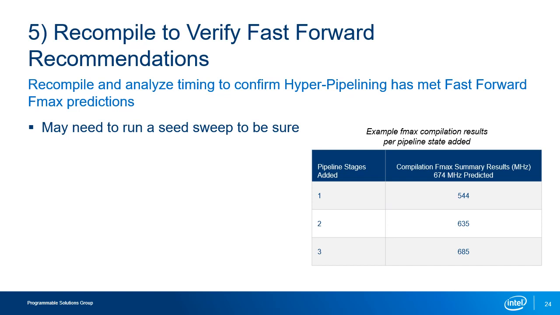Here in the example on this slide, fast-forward compile predicted a 741 MHz clock speed if 3 registers were added. As a test, compiles were performed with 1 and 2 additional registers added. As you can see, each time a register stage was added, the Hyper-Retimer was able to boost the speed, and with the 3 registers, it was able to achieve the predicted performance of 754 MHz. Be aware that sometimes you may need to run a seed sweep to be sure.